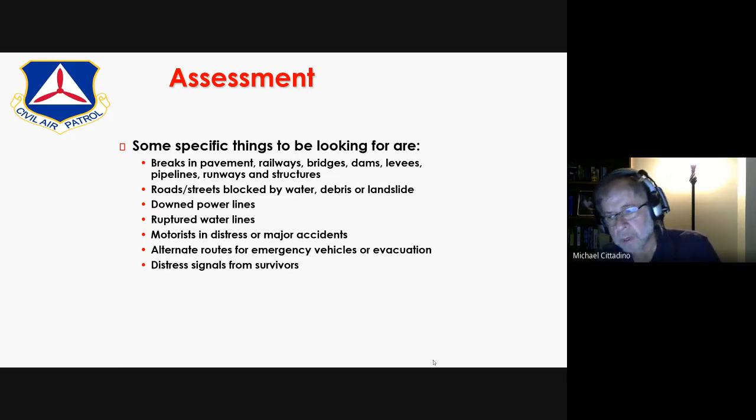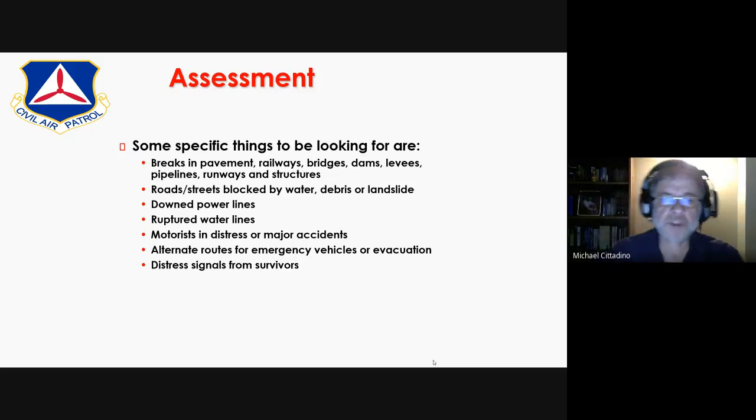And we also need to understand what's happened to the infrastructure. Are there power lines that are down? Are there roads that are blocked? Are there things that are going to impact the ability of the local agencies and the responders to do their job of responding? So those are the sort of things that are important for us to assess.